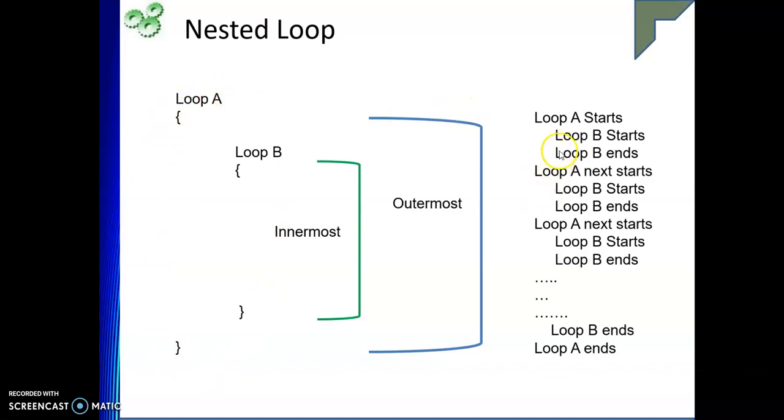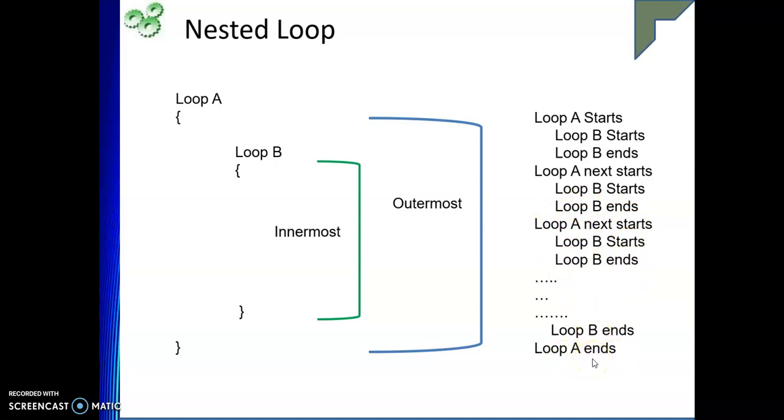If you see on the right hand side, as it's written out, loop A starts, then loop B starts, then loop B ends, right? Then loop A moves to its next iteration. Again, loop B starts, again, loop B ends, right? Again, loop A will move into the next iteration, and this will continue till loop A ends.